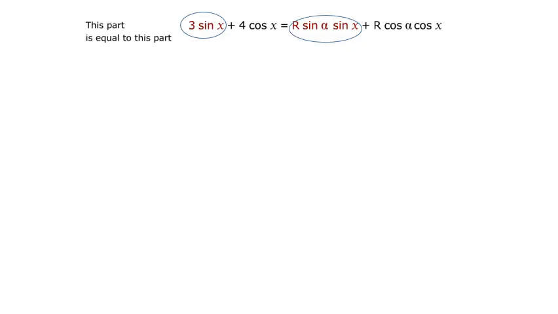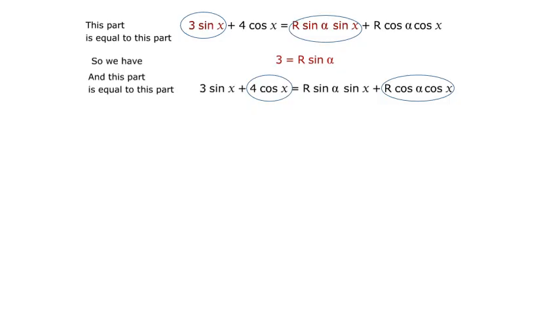On the left I can see that there are 3 of them. The coefficient is 3. And on the right, sine x is being multiplied with r sine alpha, so that's the coefficient. So we could write that as a little equation. However many sine x's there are on the left, it must be the same as the number of sine x's on the right. So 3 must equal r sine alpha.